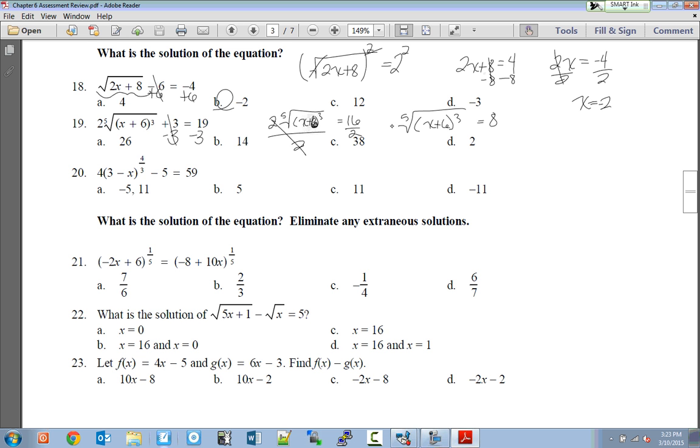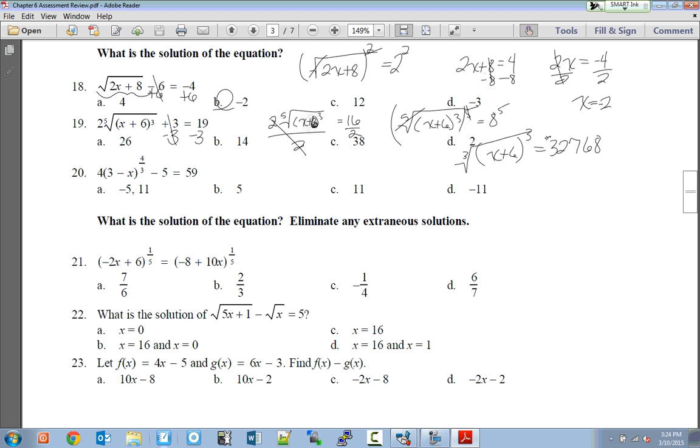Now, to get rid of the fifth root here, we're going to have to raise both sides to the fifth power. So the fifth root cancels out with the fifth. So we have (x plus 6) cubed equals 8 to the fifth, which is 32,768.